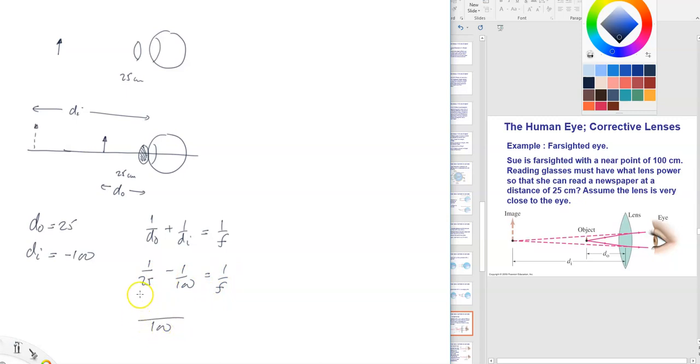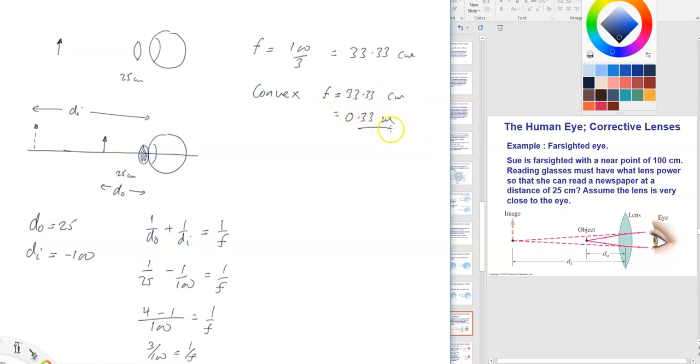Common denominator 100, 25 times 4, so 4 minus 1, 1 over F equals 3 over 100. This gives you F equals 100 over 3, which is 33.33 centimeters. You see, we have a focal length of 33.33 and we have a positive number. That means we are looking at a convex lens of F equals 33.33 centimeters, or you can say 0.33 meters. So we decided what kind of lens we need and how much the focal length should be.